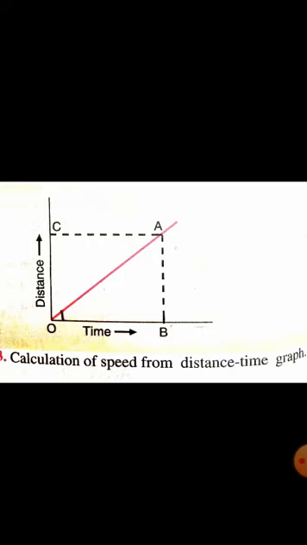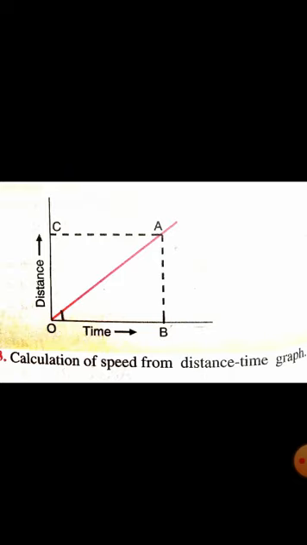Now, when the object is at A, the distance travelled is OC, the y-coordinate of the point A. The time taken to cover this distance is OB, which is the x-coordinate of point A. So, we will get speed as distance by time, which is OC by OB, which is also equal to y-coordinate by x-coordinate. But OC and AB are equal. So, we will have speed equal to AB by OB.